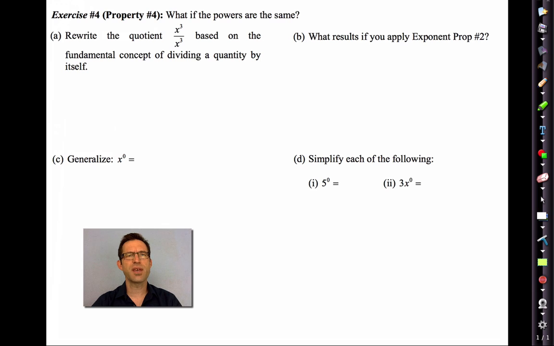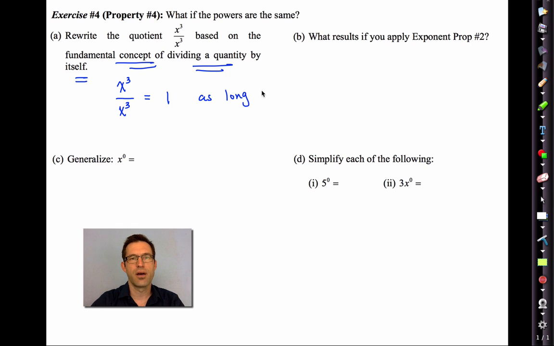What if the powers are the same? We've looked at division when the numerator's power is larger than the denominator's. Then we looked at division when the denominator's power is larger than the numerator's. What happens if the powers are the same? Well, this is kind of silly. x cubed divided by x cubed is 1, the fundamental concept of dividing a quantity by itself. This is fine, as long as x doesn't equal 0. 0 divided by 0 isn't 1.